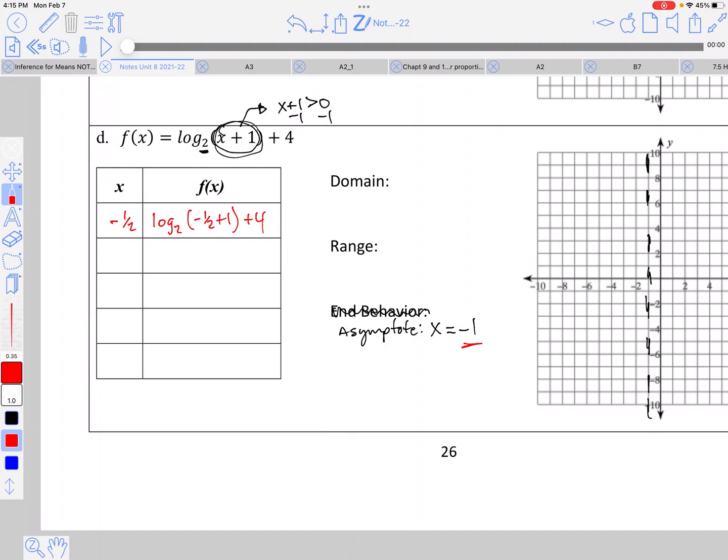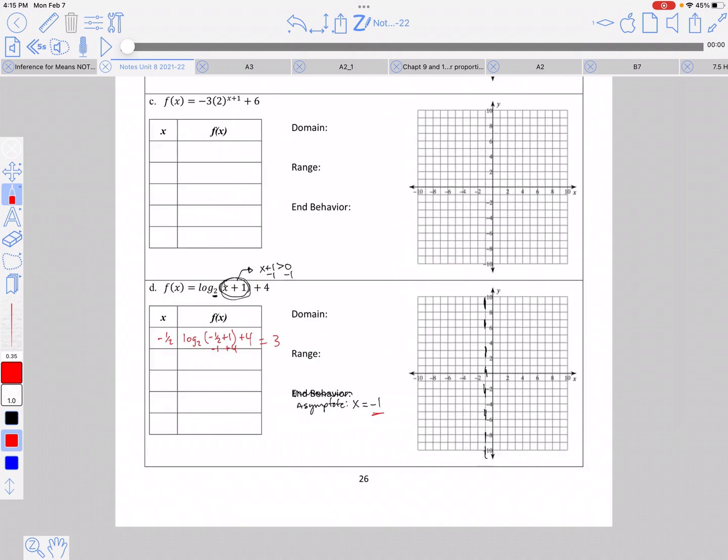-1/2 plus 1 is 1/2. Log base 2 of 1/2, if you remember, is -1. -1 plus 4 is 3. So I know that I'm going to have a point at -1/2 and 3.